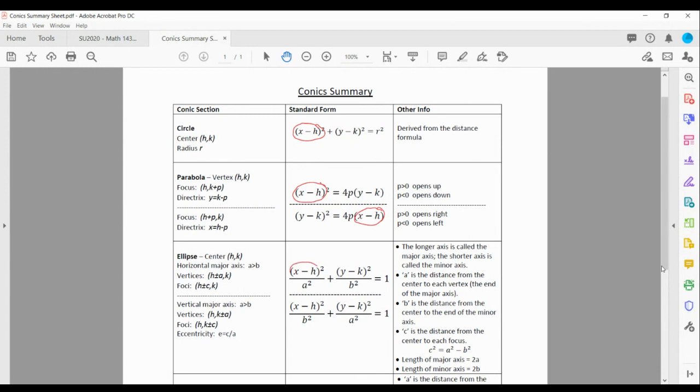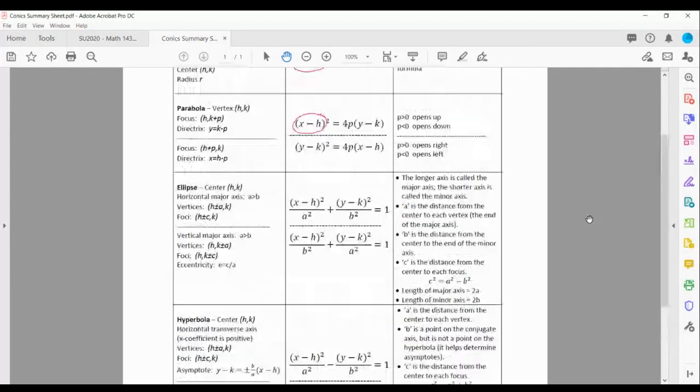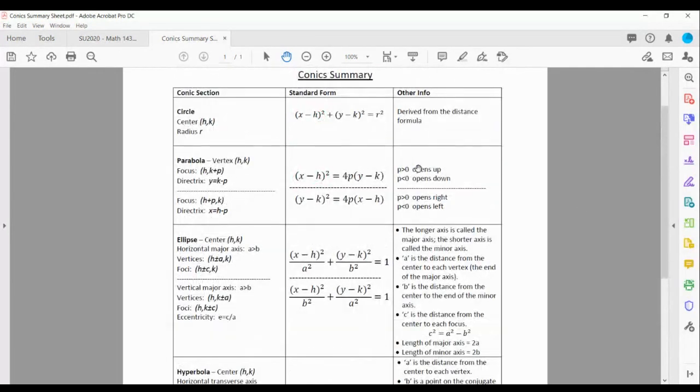And everywhere we have an x, there is an associated h. And the same thing down here in the hyperbola. It's always x minus h. That will always be the same. So that also suggests that we need to look at the y, and with y, we always see a k.